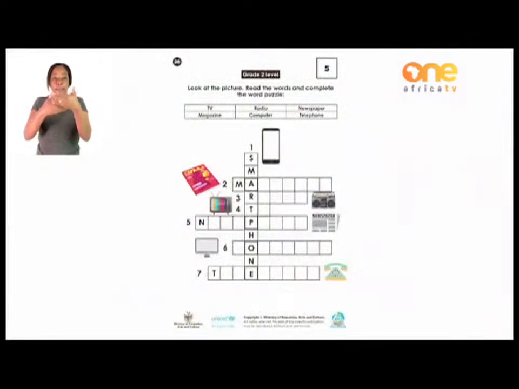Okay, now check with me on page 28. All the communicating tools are there, and we are going to enjoy doing this puzzle together. Now, the names of the communicating tools are up there in the block. There's a table on top there. The names are there. TV, in short, for the television. You just say TV. Okay? And we have a radio, a newspaper, a magazine, a computer, a telephone.